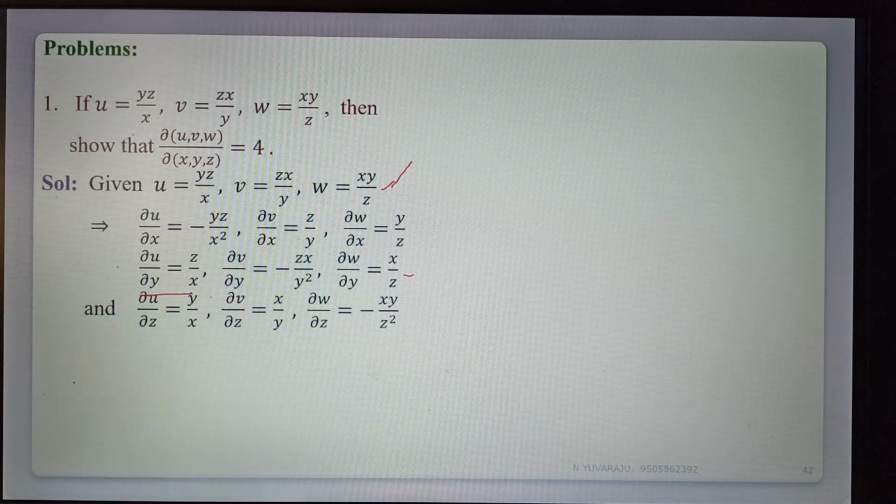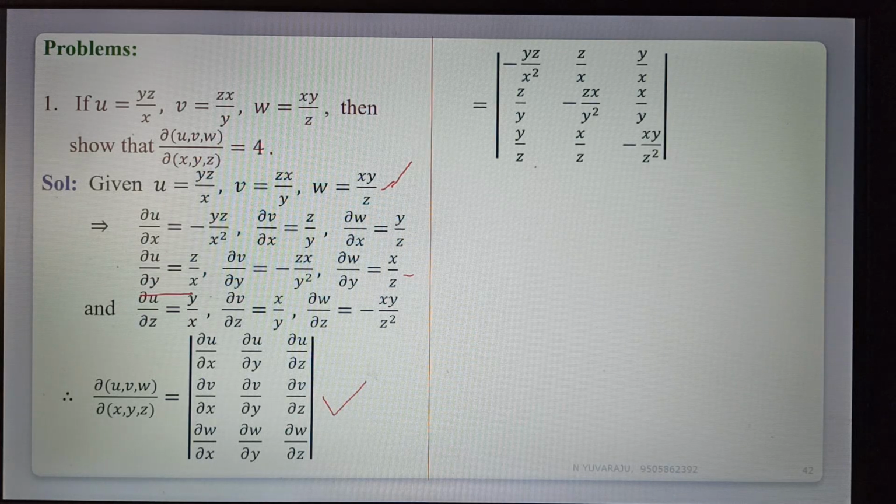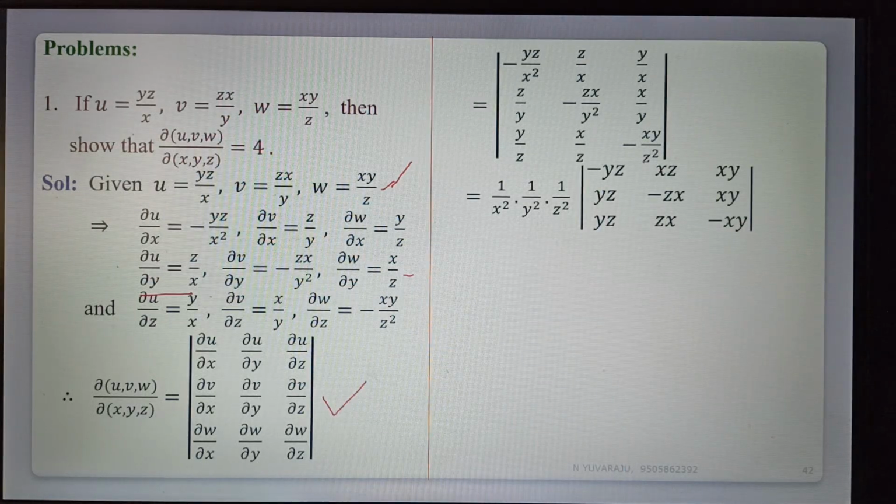Now find the determinant of all these values, that is the Jacobian. This is the formula for the Jacobian. All are substituted in this one. That is equal to the determinant of minus yz by x square, z by x, y by x; z by y, minus zx by y square, x by y; y by z, x by z, minus xy by z square. From the determinant, we take 1 by x square common from the first row.